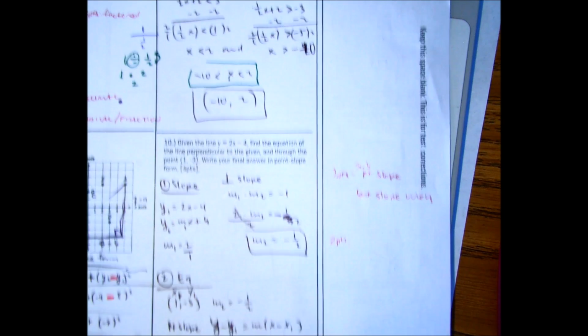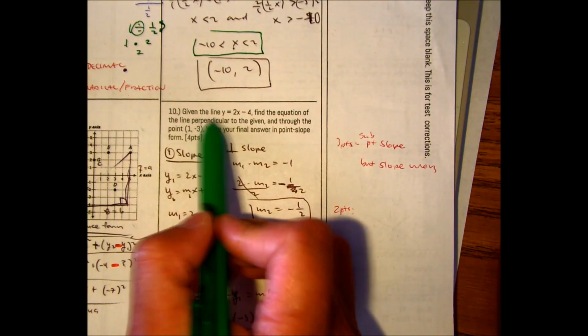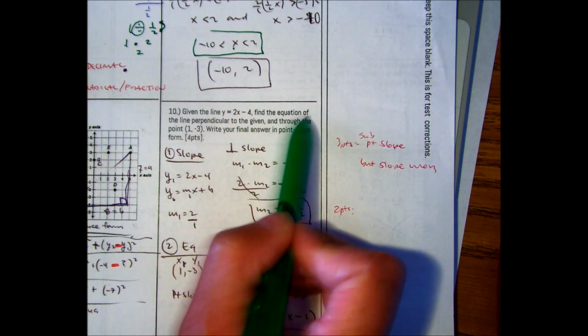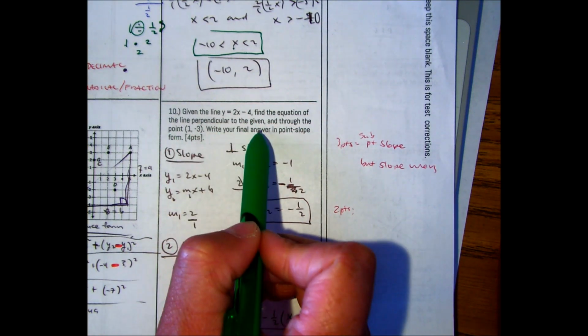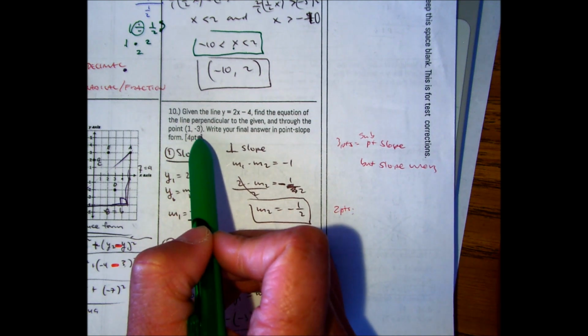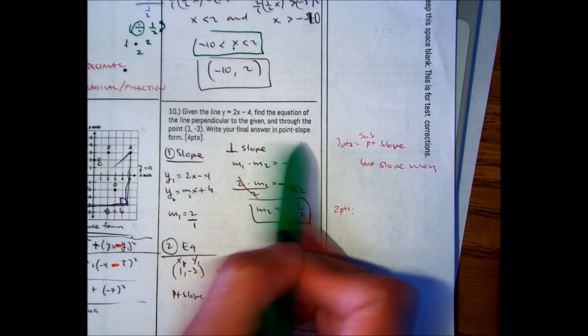Question number 10. Given the line y equals 2x minus 4, find the equation of the line perpendicular to the given and through the point 1, negative 3. Write your final answer in point slope form.